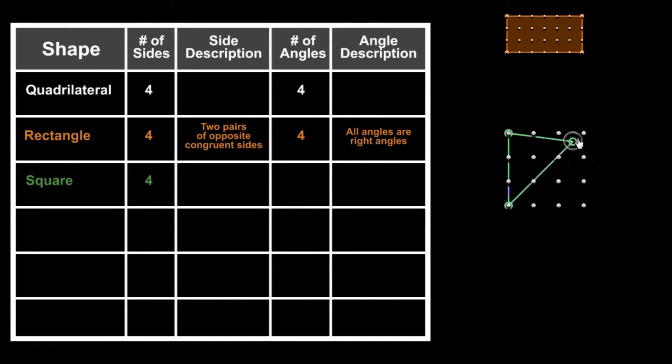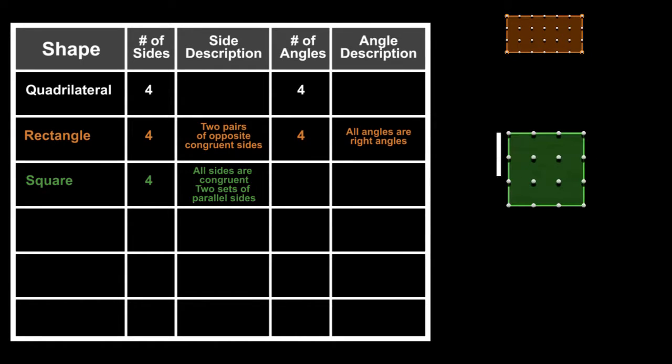A square has 4 sides, and all of its sides are congruent, and 2 sets of parallel sides. This means each side is the exact same size. There are 4 corners in a square, and all of the corners form right angles.